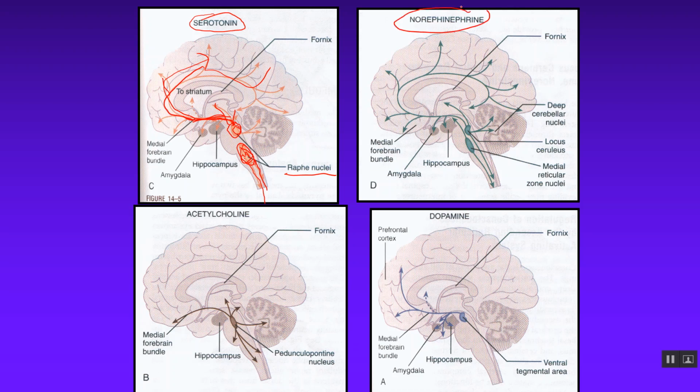Then we have norepinephrine, which is also in several different areas within your brainstem, where most of the nuclei are that have axons that, again, project to wide, big areas of your nervous system and squirt norepinephrine into various regions. We'll go through each of these and talk about their main functions.